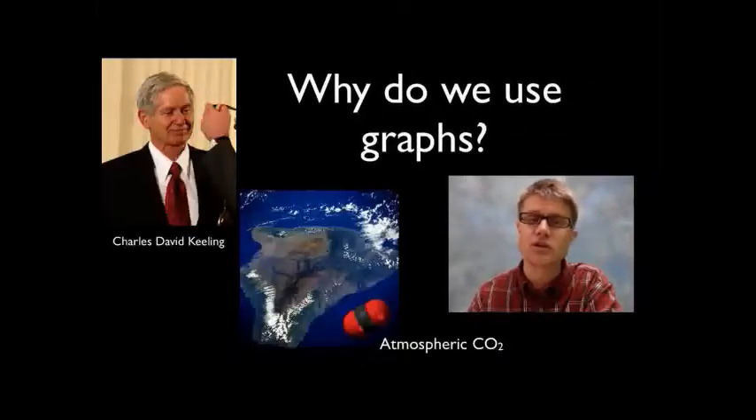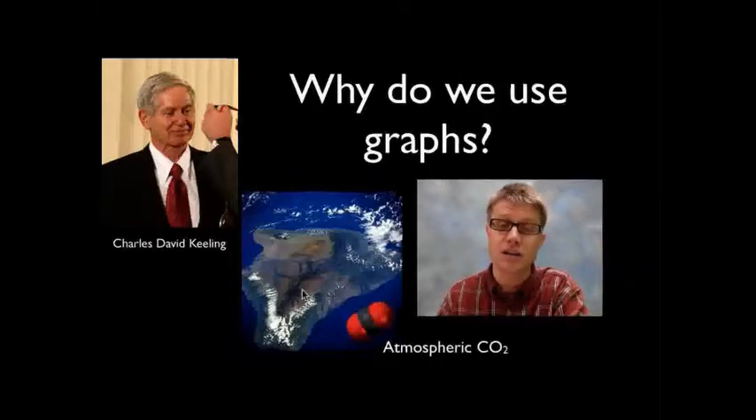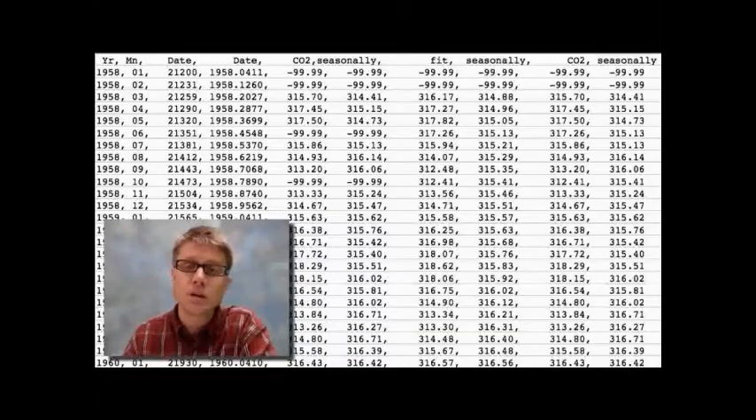This right here is Charles David Keeling. He spent years and years and years on top of Mauna Loa in Hawaii collecting data on the levels of carbon dioxide in the atmosphere. And let me show you less than 1% of the data that he collected. It's almost incomprehensible to us. When we get a huge list of numbers, we can't make sense of it and we can't find patterns.